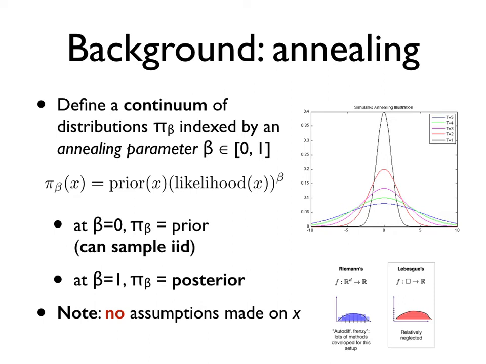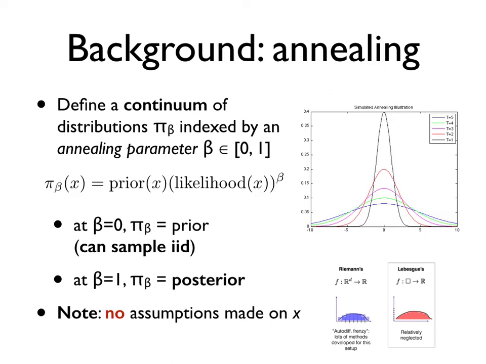Let's start with the basics, the notion of annealing. Annealing is a trick to define a continuum of distributions, pi beta, which are indexed by an annealing parameter beta from 0 to 1. A common recipe in Bayesian analysis would be to take the likelihood and exponentiate it with respect to beta. We keep the prior out in order to maintain integrability on the whole interval [0, 1]. Notice that with this construction, at beta equals 0, we get only the prior, which has a very nice structure, which often allows us to sample independent and identically distributed replicates. At the other extreme of this continuum of distributions, we have beta equals 1, the posterior distribution.